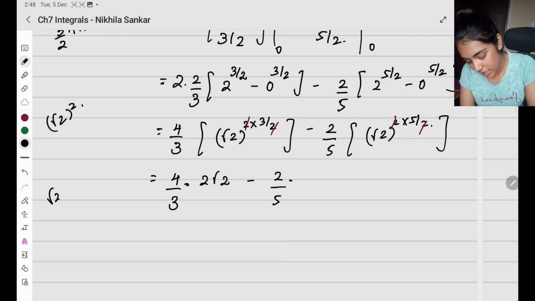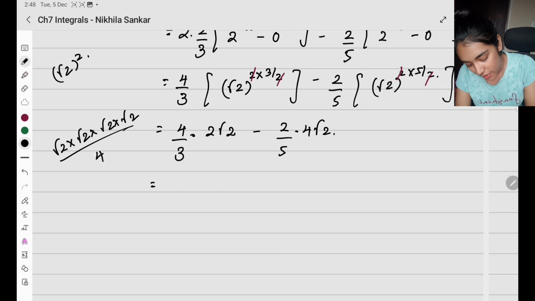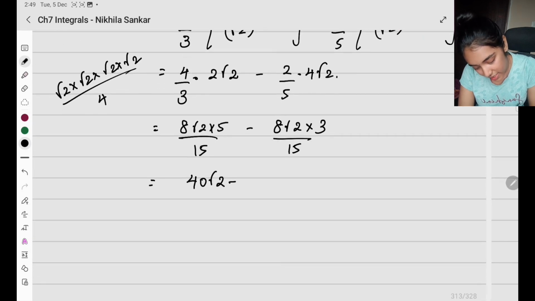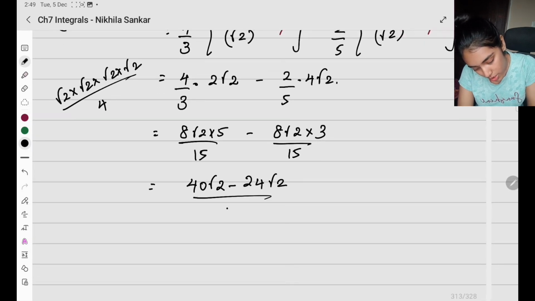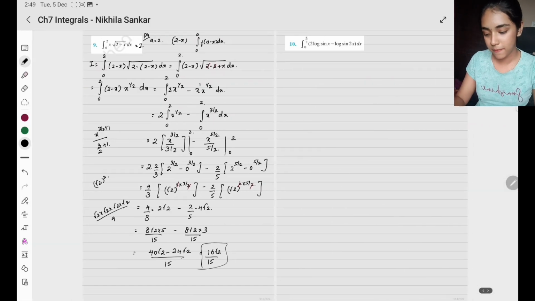Root 2 the whole power 5, that is 5 times, which is going to be root 2 into root 2 into root 2 into root 2. This becomes 4, 2 2s are 4. So 4 root 2. When I take the LCM, LCM is going to be 15. So I have 8 root 2 times 5 divided by 15 minus 8 root 2 times 3 divided by 15. So I have 40 root 2 minus 8 3s are 24 root 2 divided by 15. So 40 minus 24 is going to give me 16 root 2 divided by 15. So this is my final answer. Okay, please copy.